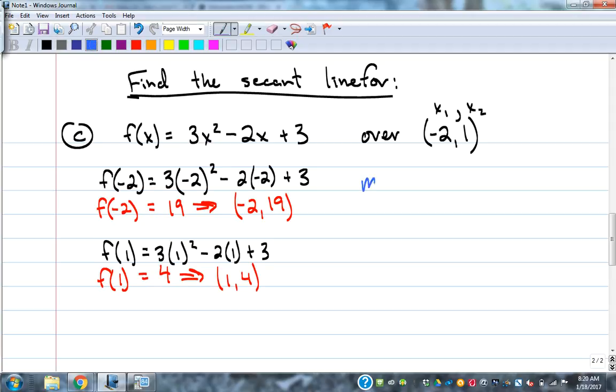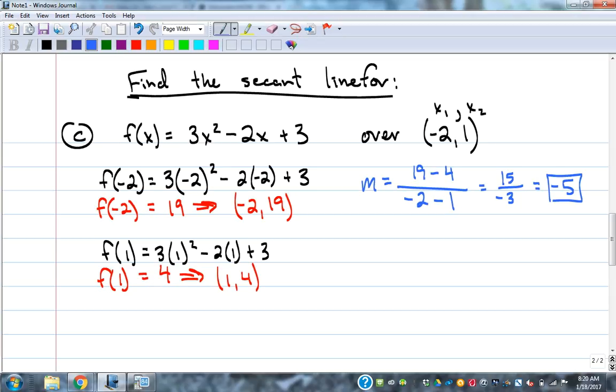So the slope, 19 minus 4. And it doesn't matter what order you put the y values in as long as the x values are in the same order. And so I'm going to put negative 2 minus 1. So it'd be 15 over negative 3. It should be negative 5 if you do the slope correctly. So there's our average rate of change, or our slope. What's next?